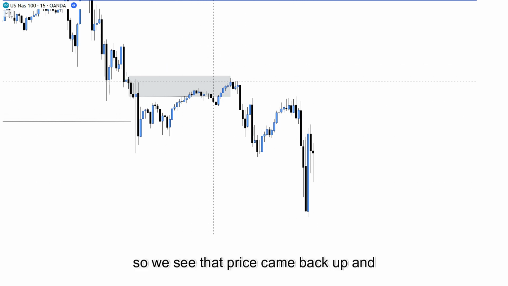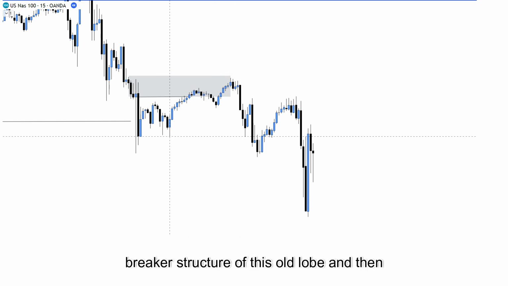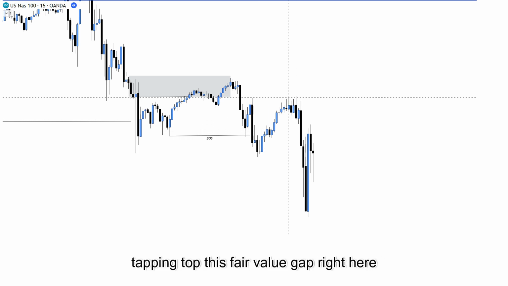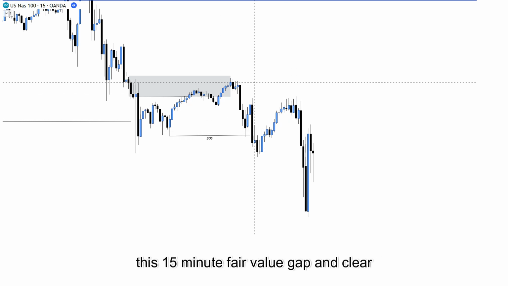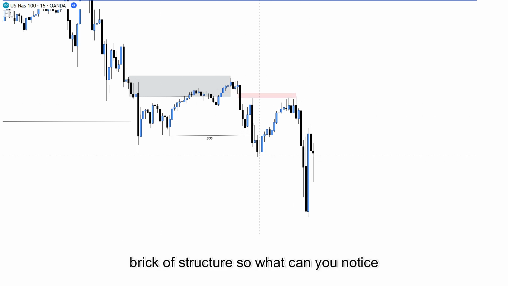So we see that price came back up and refilled this supply zone and gave us a break of structure of this old low. And then we can see that price came back up also and tapped inside this fair value gap right here, this 15-minute fair value gap, and cleared this old high right here. And we got another break of structure.